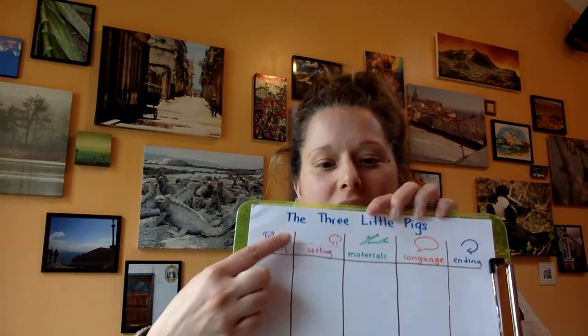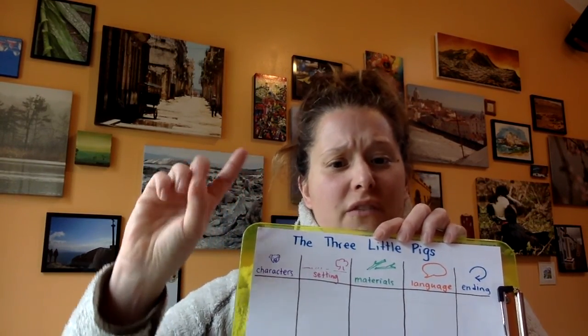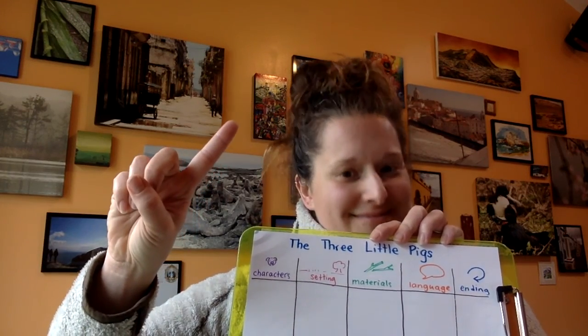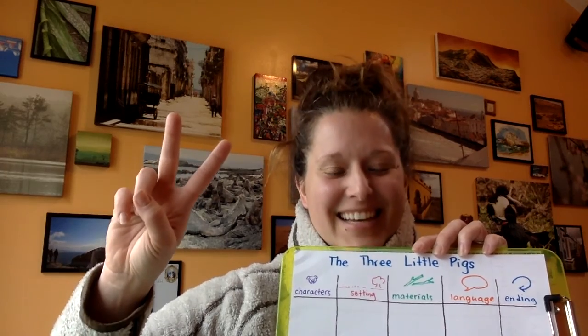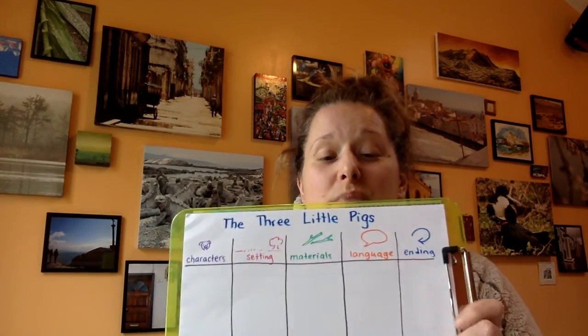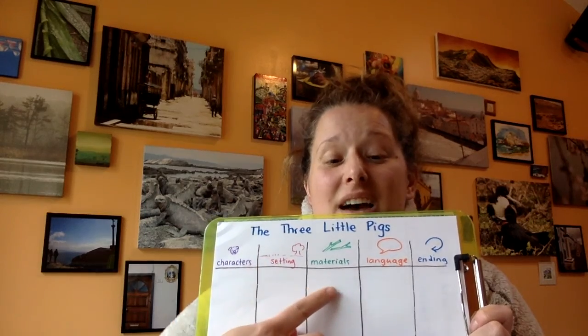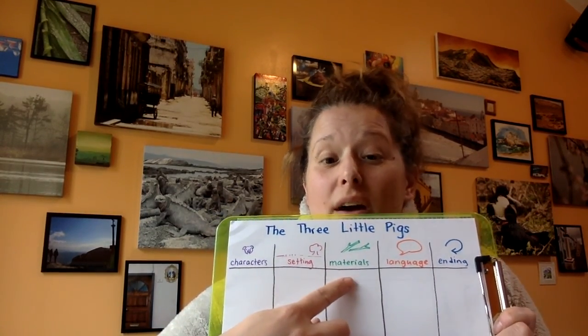So that's our setting. What about our materials? What are the 3 materials the pigs used? The first one used straw. The second one used sticks. And the third one, bricks. So the 3 materials are straw, sticks, and bricks. Now, what you could be doing is actually writing these things down. I'm not going to write them down because I want you to do that work.